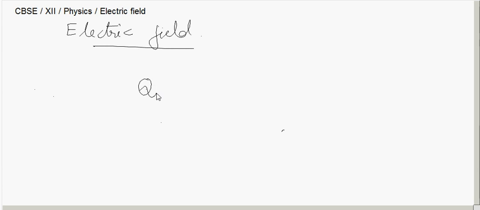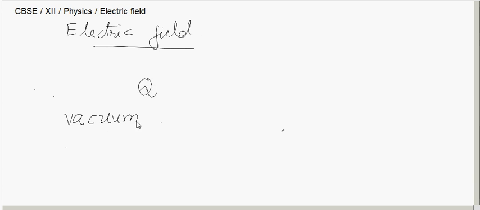So this class is about electric field. We all know what a charge is. So consider a charge Q, and let me say this charge is placed in vacuum.